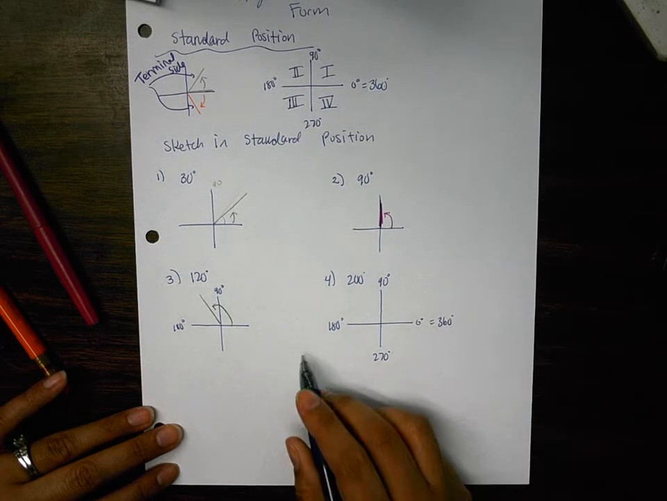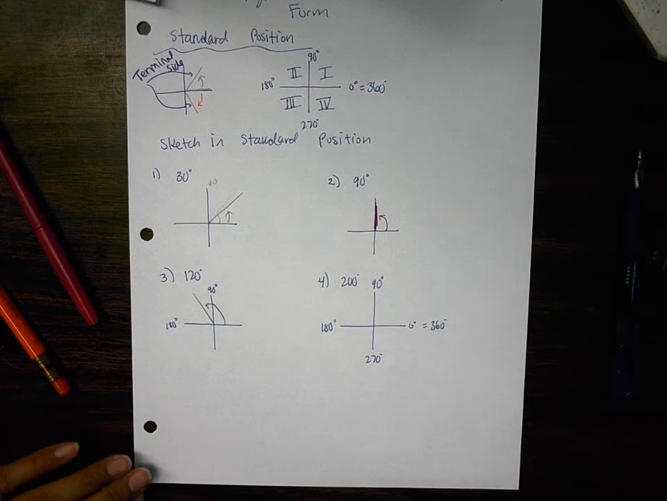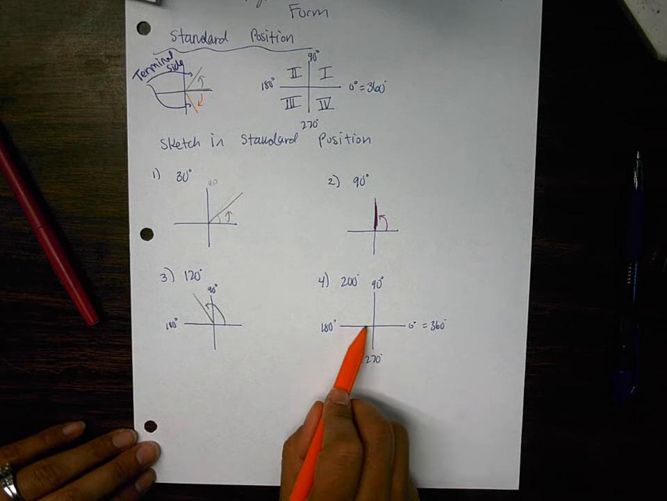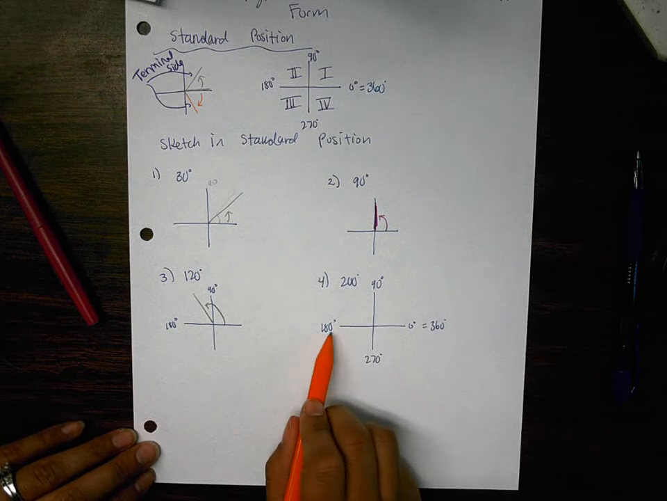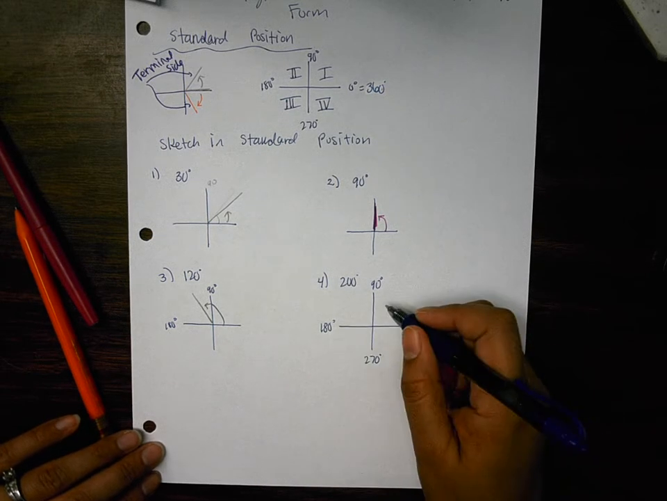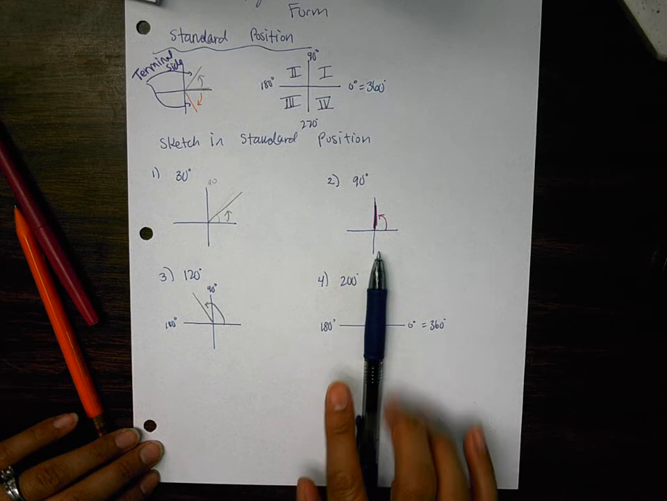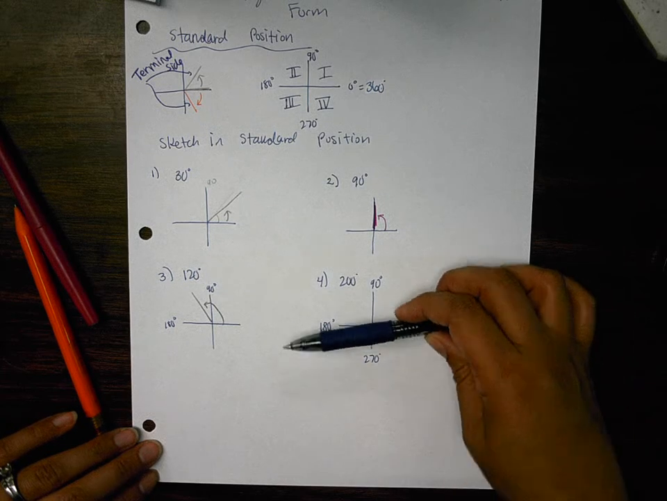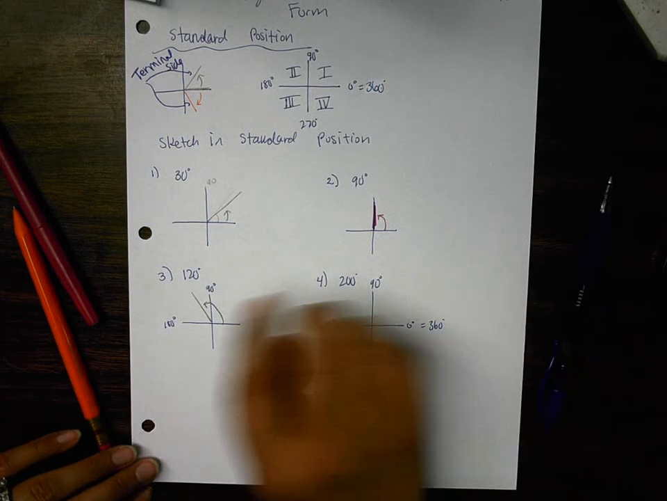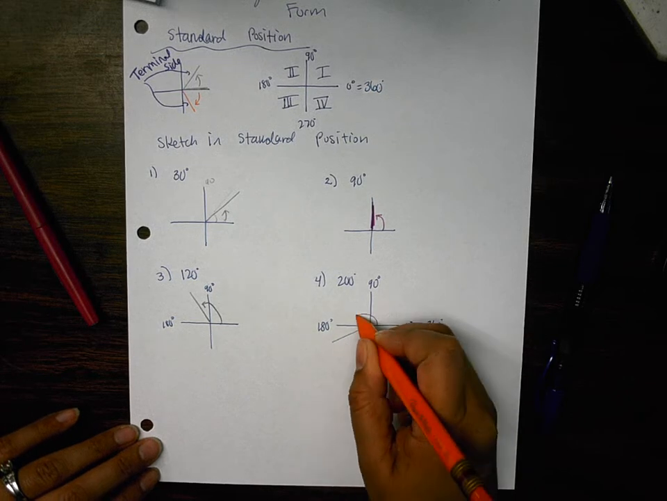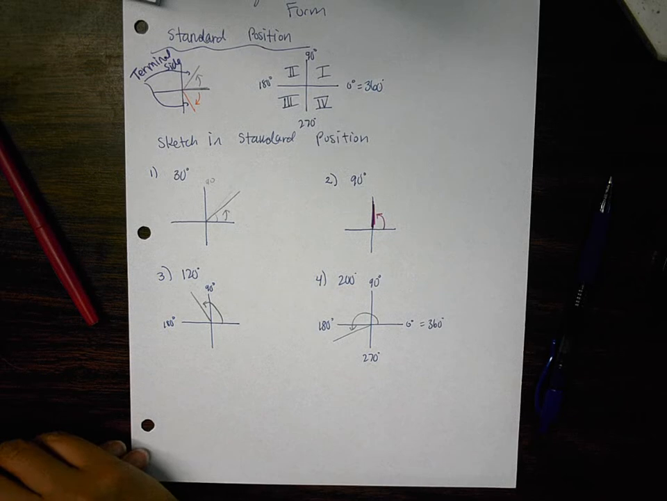So if this is 0, 90, 180, 270, and 360, which quadrant is 200 in? Third. Same question. Do I ask myself how far from the 270 or how far from the 180? Do I ever use the 270 or the 90? No. You're always asking yourself how far from 180 or 360. So how far past the 180 am I? 20. So it's not very far past. Do you agree?